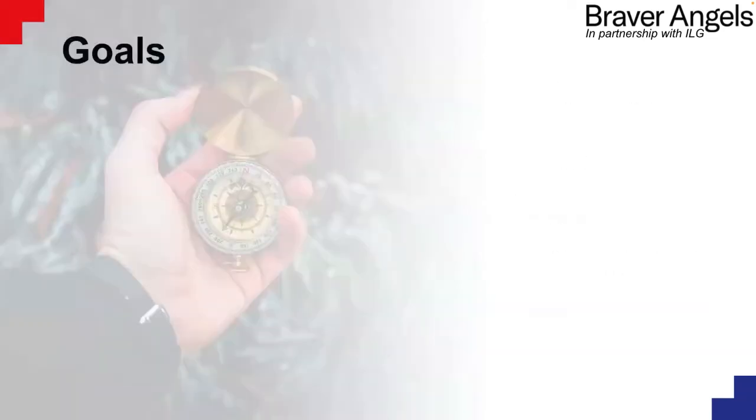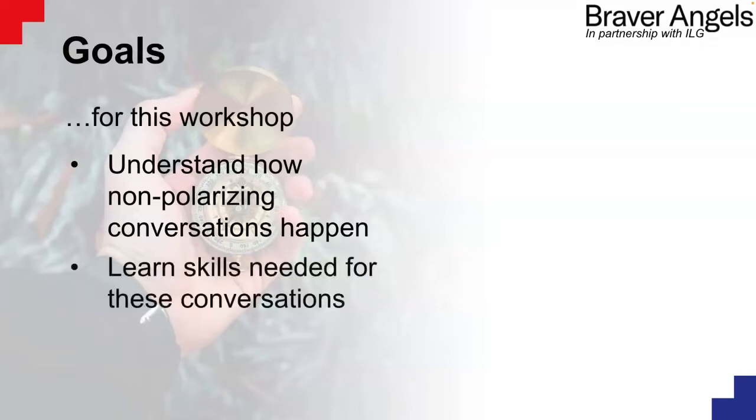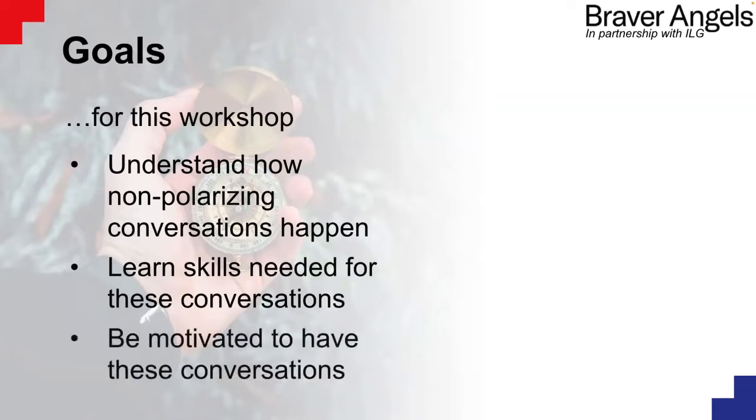So I want to start with the goals for the workshop itself, since we really want to have intention in our mind for what we're doing. So we're going to lay out some goals for today, and then we'll talk about the goals for using the skills in the real world. For this workshop, our first goal is to understand what it takes to have constructive, non-polarizing conversations across political differences. We're also going to learn the skills needed for these types of conversations. And then we definitely want to be motivated to have these conversations with friends, family, colleagues, and others in the community. These conversations are so important for us to continue to have.